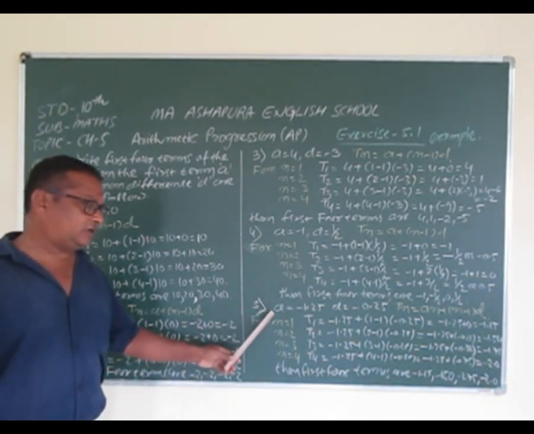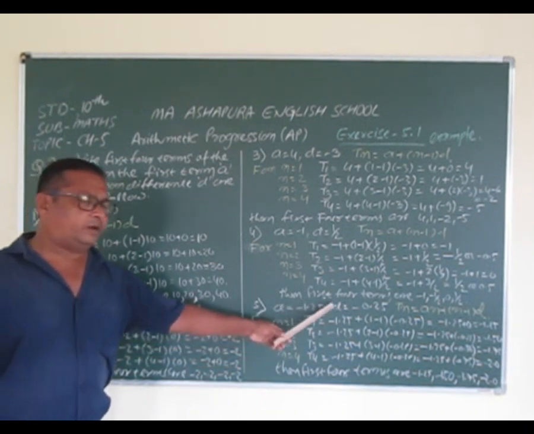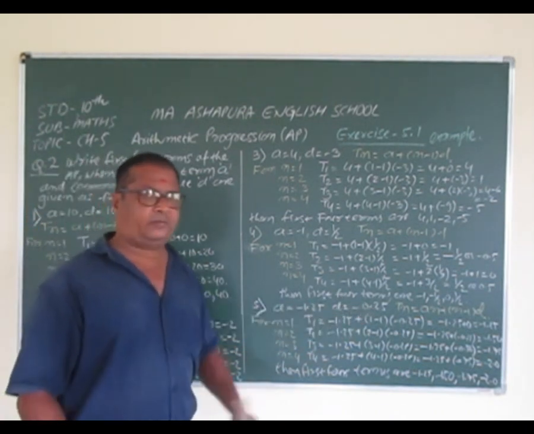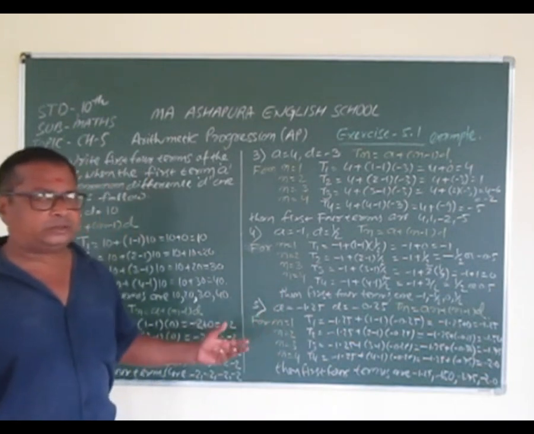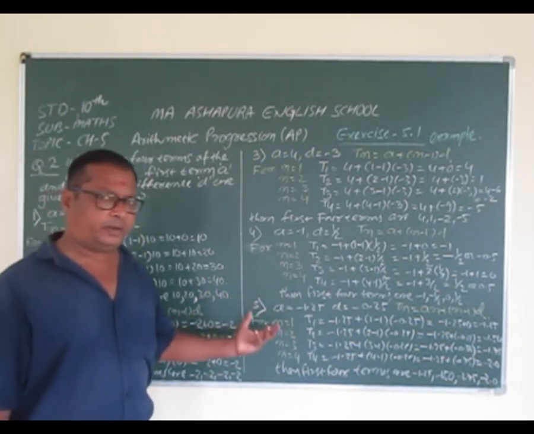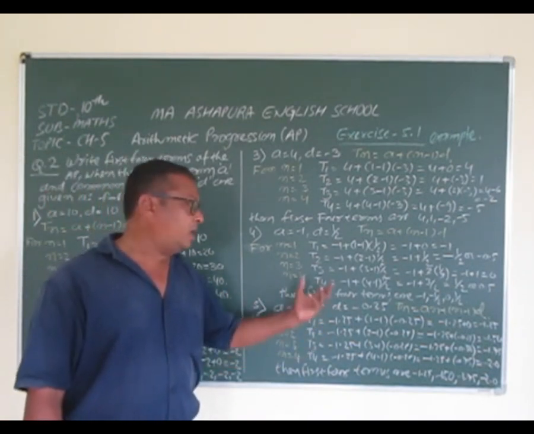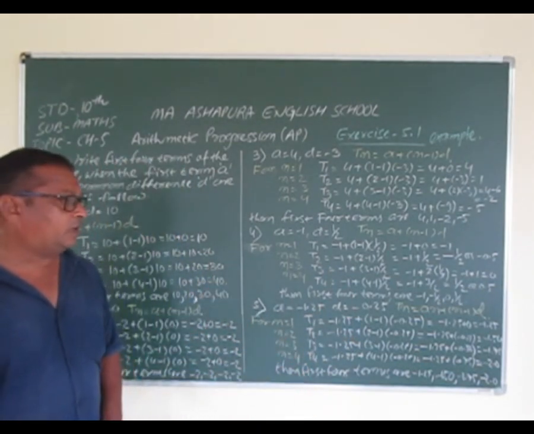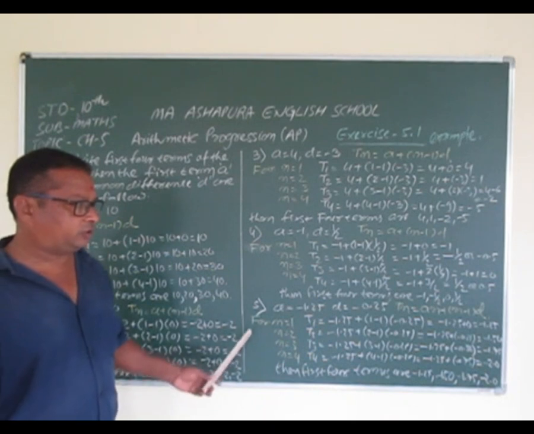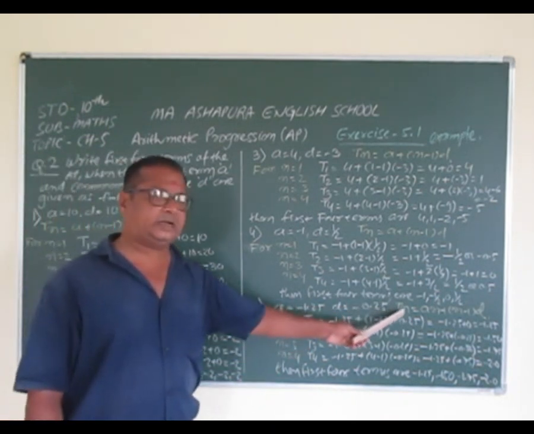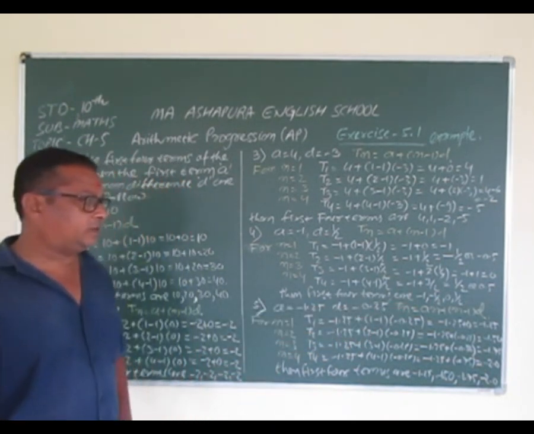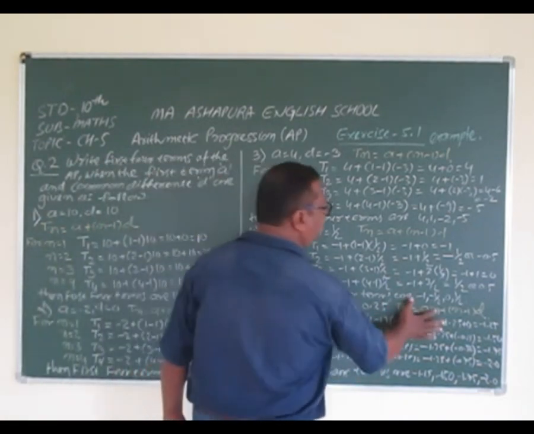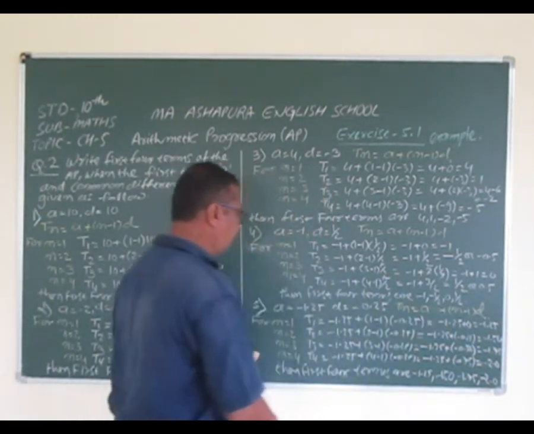Lastly, now a is equal to minus 1.25, d is equal to minus 0.25. Here both values are in decimal form: the first term is negative, and d is also negative. So now we perform the last question with the help of Tn is equal to a plus n minus 1 into d.